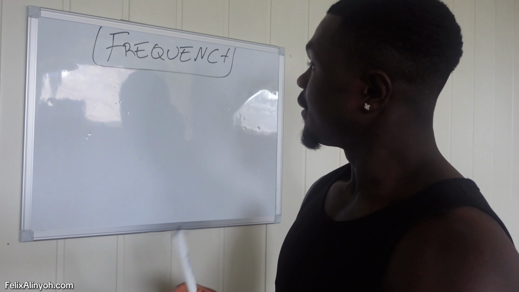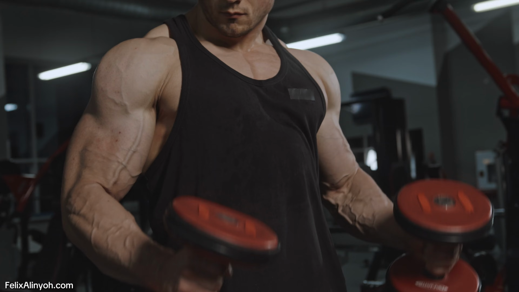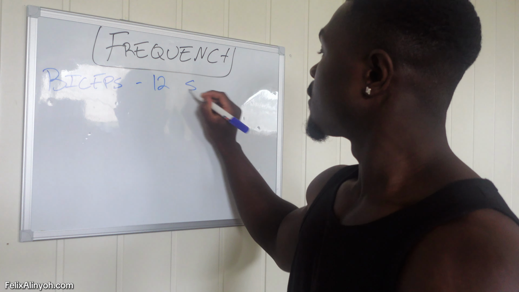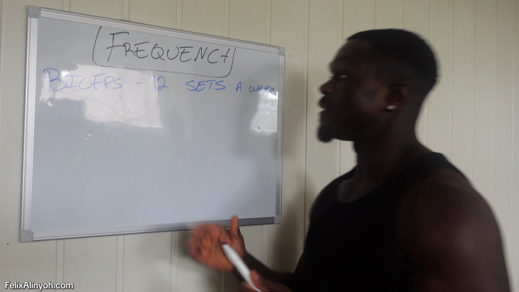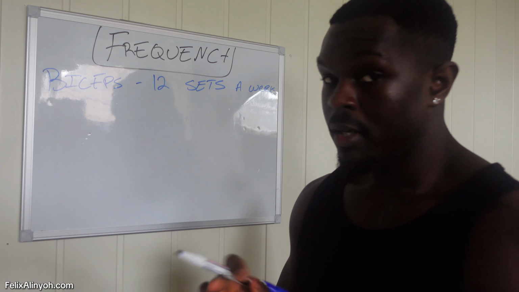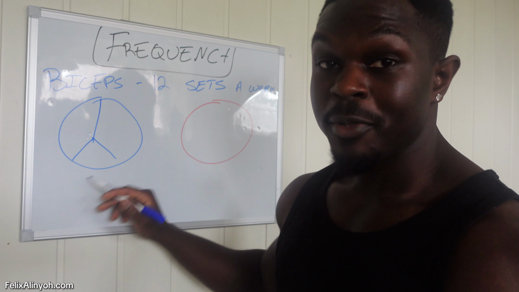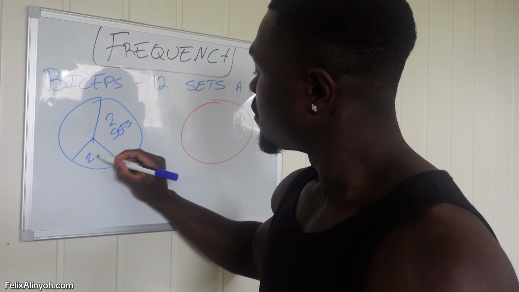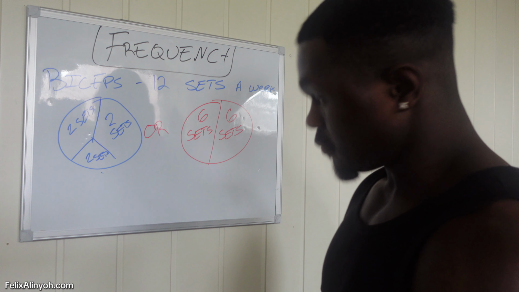So let's say that you want to train biceps. We'll go with biceps. And let's say this is all imaginary. Let's say you need 12 sets a week to train biceps. Now, training frequency, like I said, is how many times a week you train a specific muscle group. So this can be split up into a few different ways. There's one circle, there's our next one, that's supposed to be a third each. Just stick with me here. 2 sets, 2 sets. Now this is all imaginary.